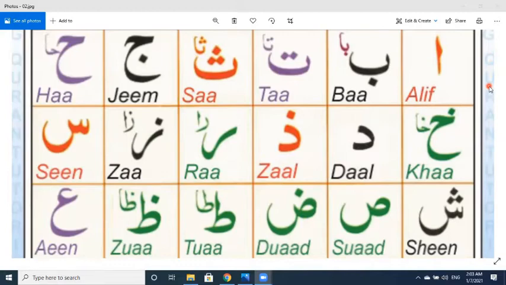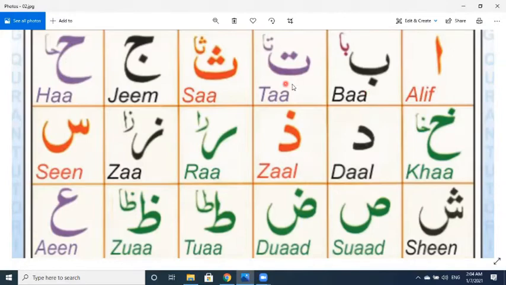Okay, guys, we have all these alphabets on our screen, and here we'll start from the first alphabet. So listen carefully to how we pronounce it. The first one is Alif. Alif is always a straight line going upwards. We call it Alif. The second letter here is Ba.